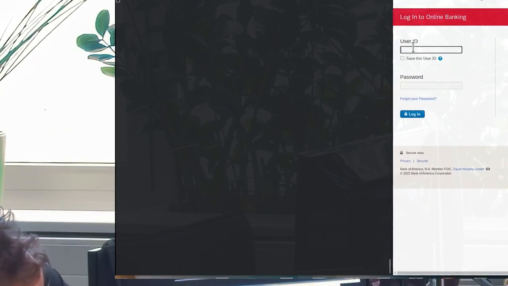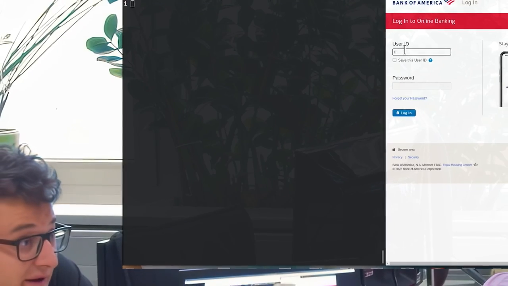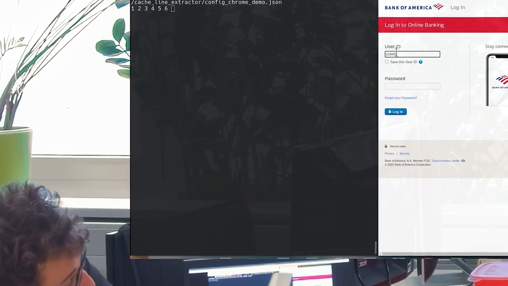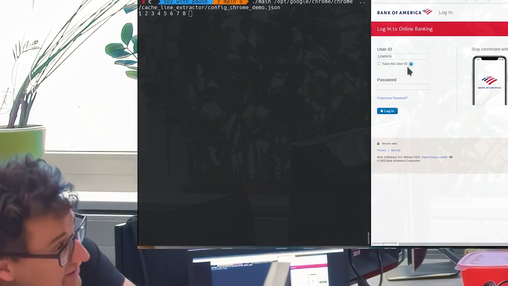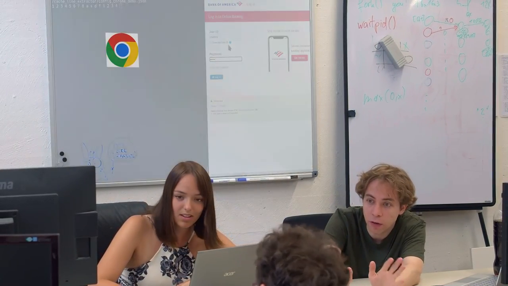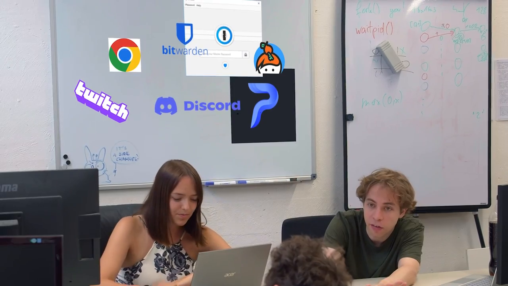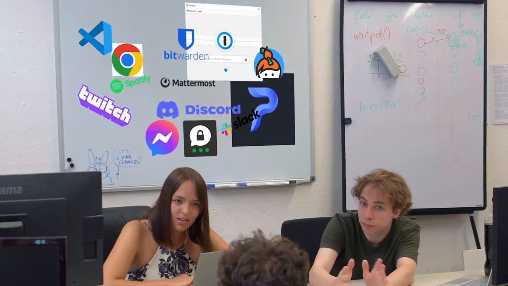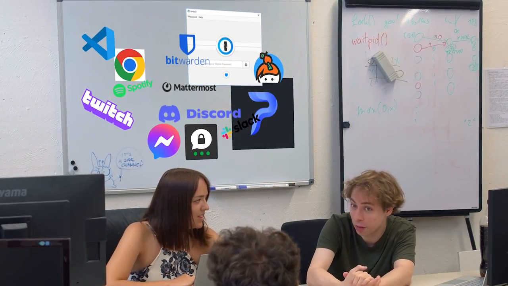And here I enter some keystrokes into the banking app in Chrome. And you see they get really nicely recovered. So this is a huge problem. If this works on all Chromium-based applications, this is really bad, right? Yeah. So let's see what they say to that.